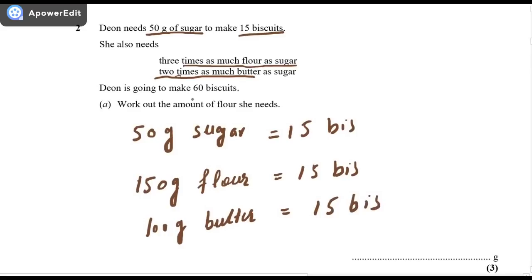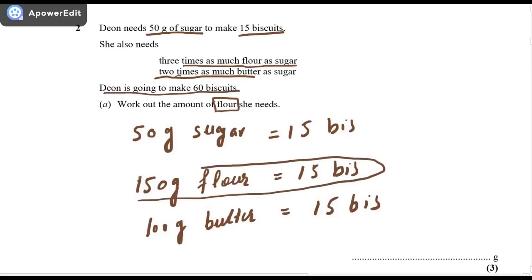Okay, the question now. Dion is going to make 60 biscuits. She needs to make 60 biscuits. So work out the amount of flour she needs. So we need to find how much flour she needs. From here, this is our main point, we're gonna get the answer from here.